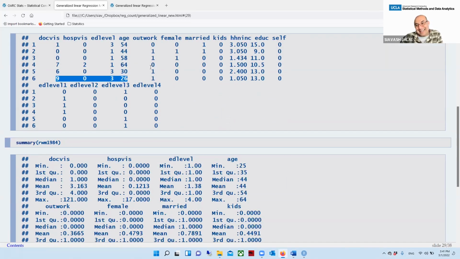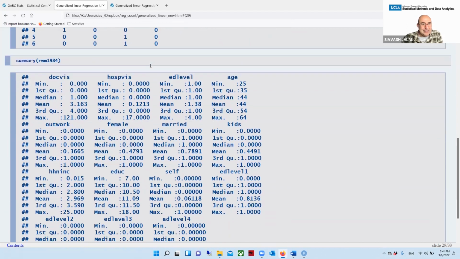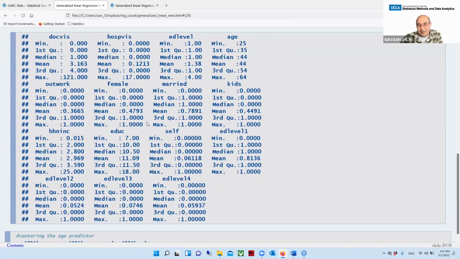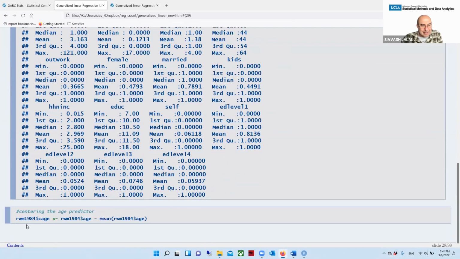So probably it is less, right? But we'll see. So you can see the summary of the data. Remember, before we didn't interpret the intercept, right? Now, if we want to interpret the intercept, we center the age. If you center the predictor variable, then the intercept will be the number of doctor visits when they are at their average age. So that's a good advantage to centering.